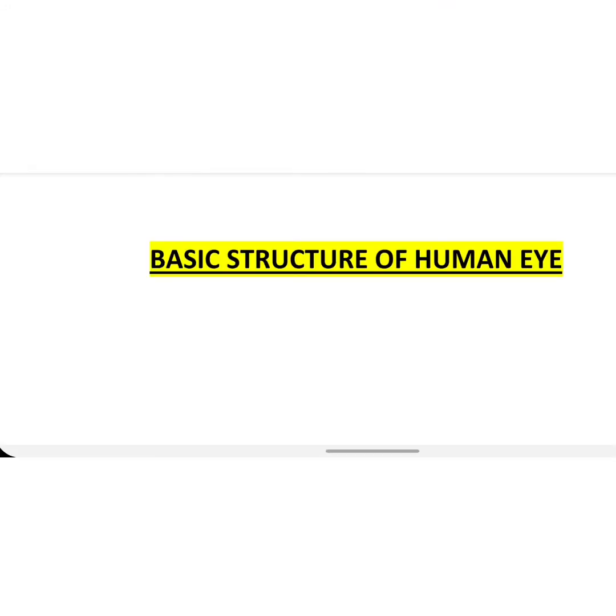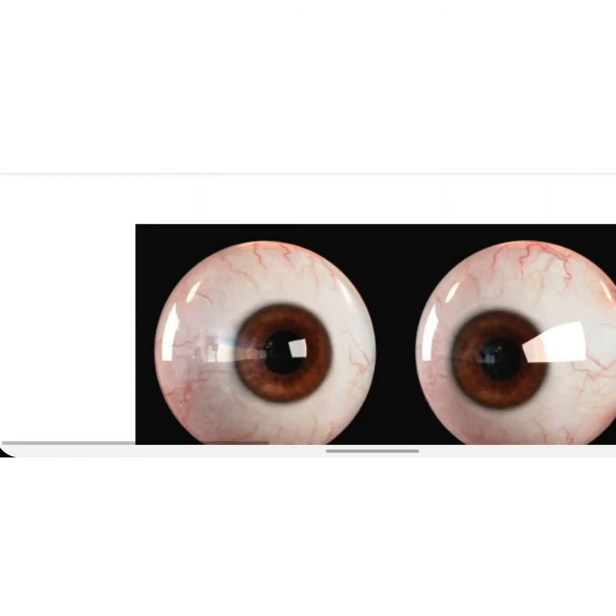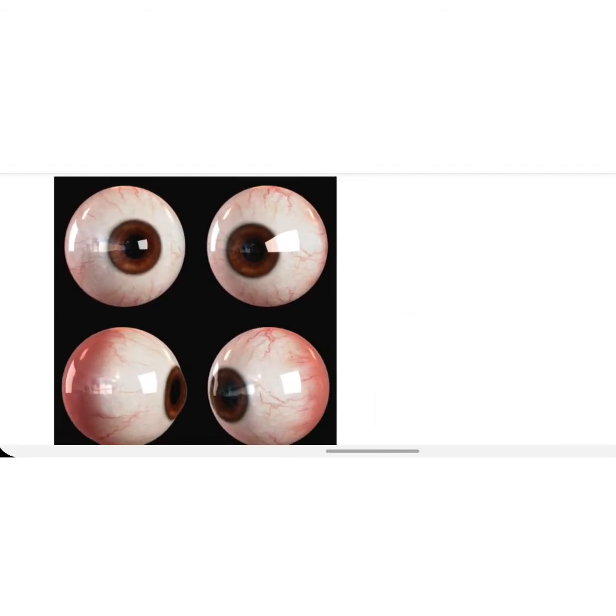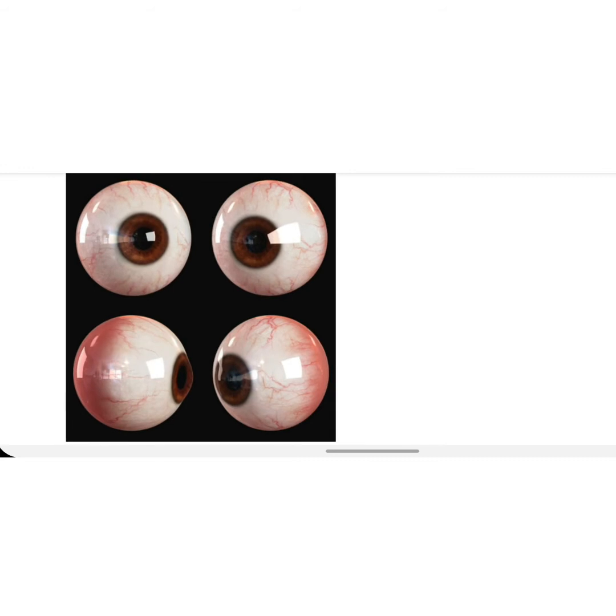Hello everyone, in this video we are going to learn about the basic structure of the human eye. The human eye is like a globe, but it is not a complete sphere. We can call it an oblate sphere, that is, it consists of two spheres. One is the smaller sphere and one is the larger sphere. The anterior-most part of the smaller sphere is known as the cornea, and the posterior part is known as the sclera.